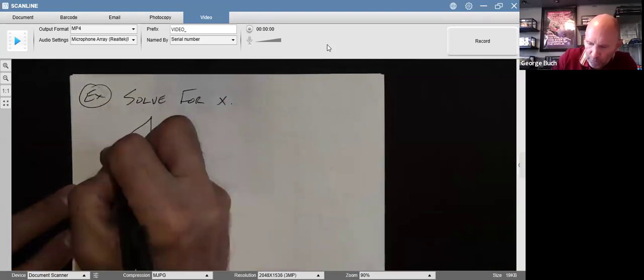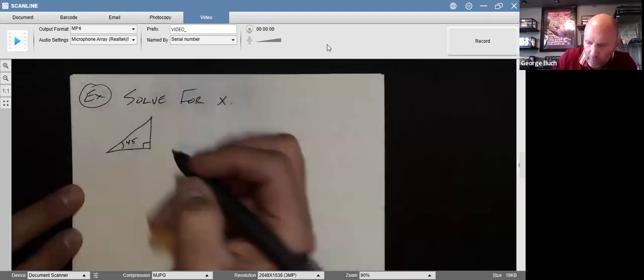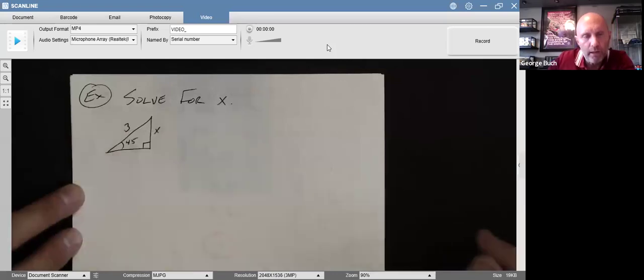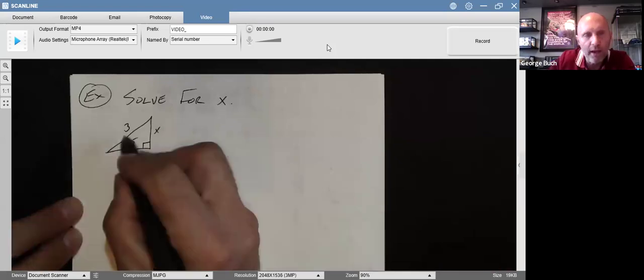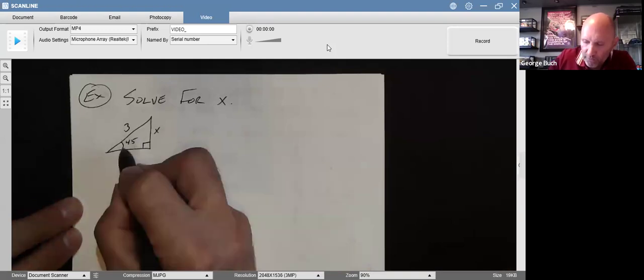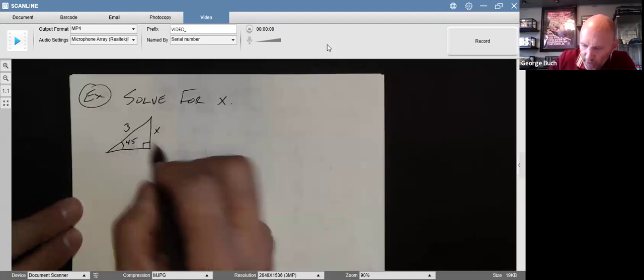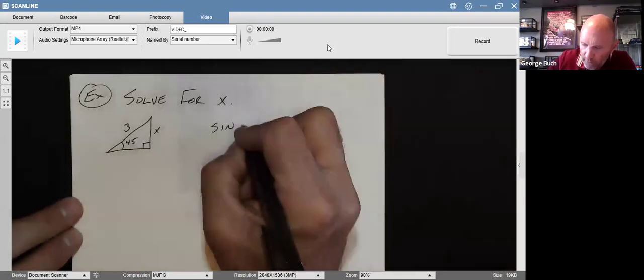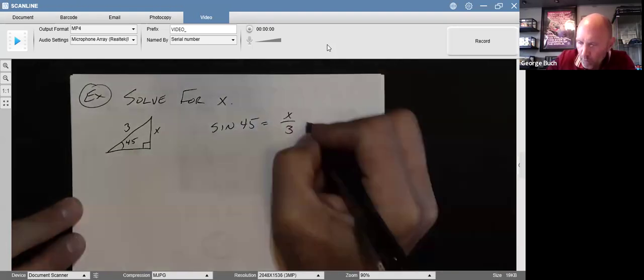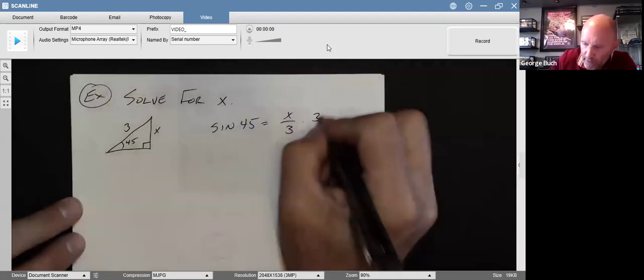Let's say our angle is 45. And we have x over here, 3 on the hypotenuse. So this is what? This is opposite and hypotenuse, which is sine. So therefore, sine of 45 is equal to x over 3. So multiply both sides by 3.